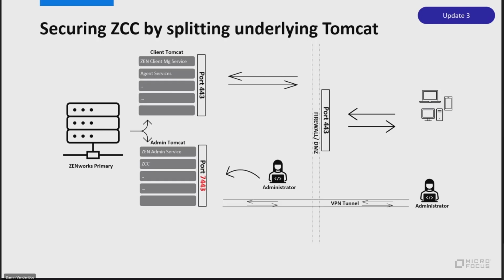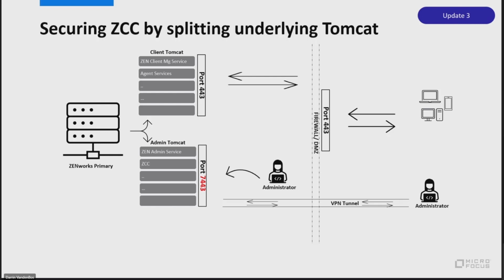What we've done in update 3 is split the Tomcat into 2 instances, one that handles the client services, and one that handles the administrative services. This way, when you open port 443, only your client services are available to your managed devices or anyone else poking around, and your admin services are not available on port 443.